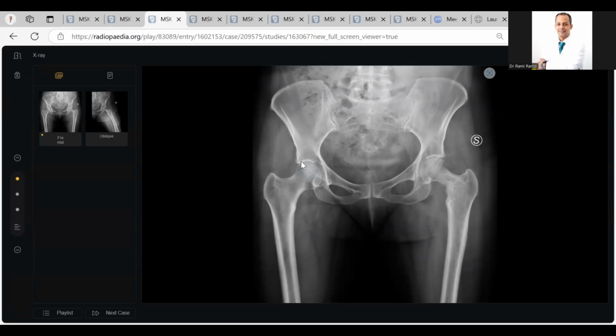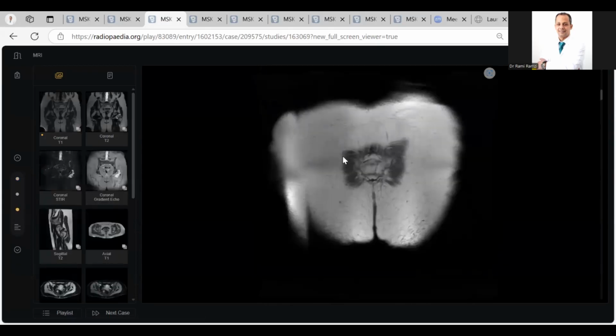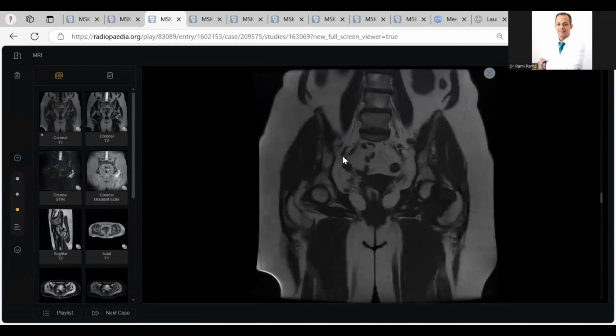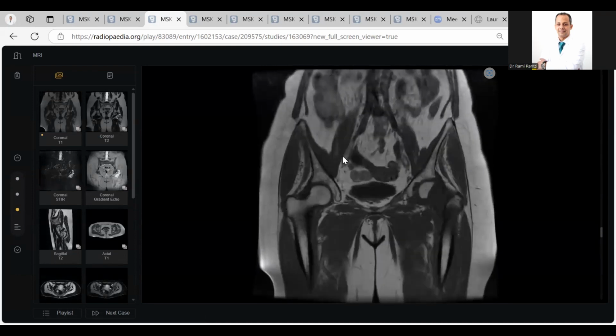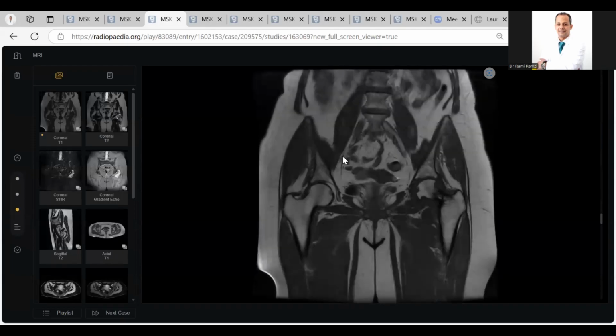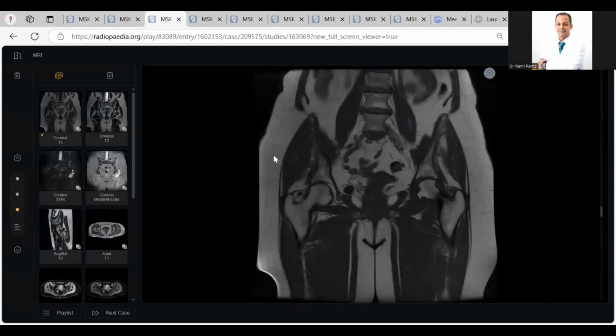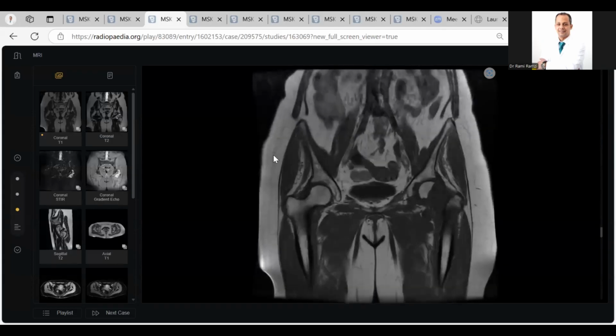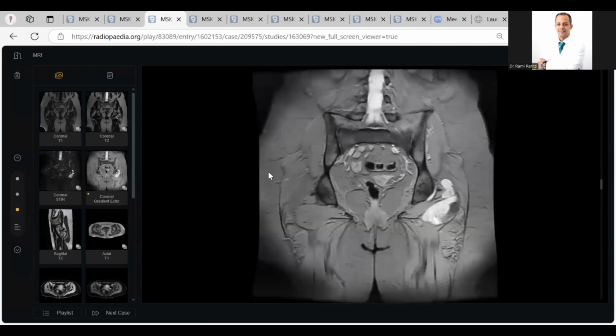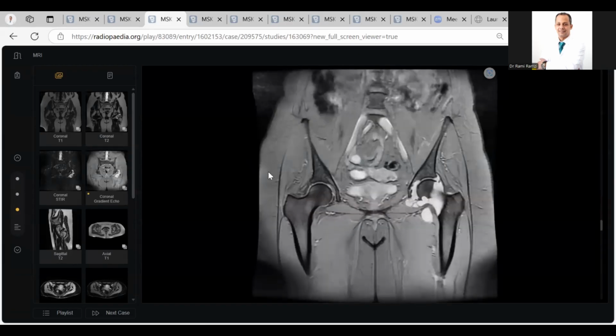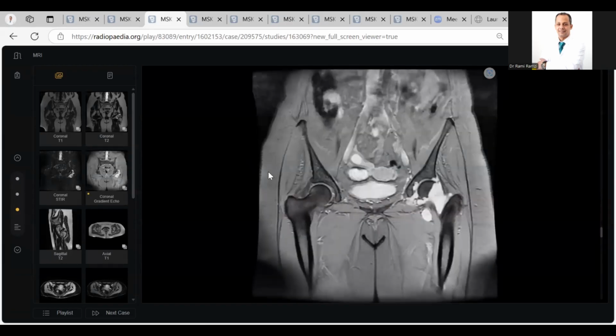Sorry, sir, I can't recall the name. What will you do next? I think MRI. This is the MRI. On the T1 enlarged coronal view, I can appreciate the large soft tissue around the left femoral head and neck region. What's your differential diagnosis?